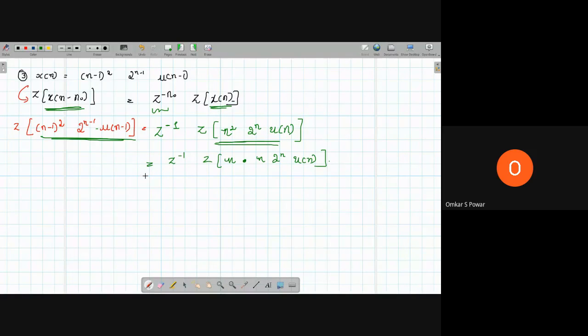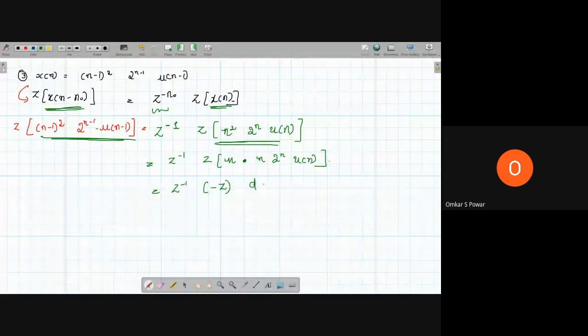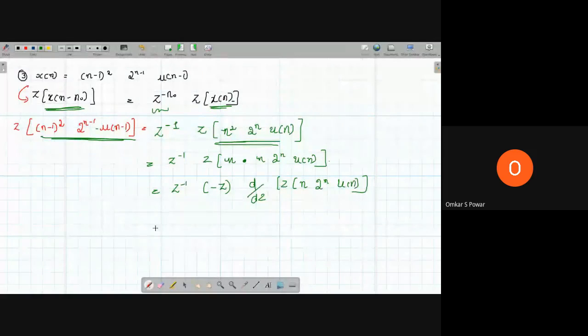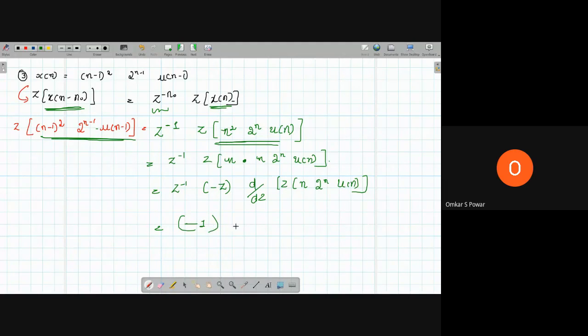Okay. So how can we solve this further? The Z transform of n x of n is nothing but, I'll write it directly, minus z d by dz of the Z transform of x of n, which is n 2 to the power of n u of n. So now further, how can we simplify this one? Z to the power of minus 1 into z to the power of plus 1, it is 1. So minus is as it is, I'll write d by dz of the Z transform of n a power of n u of n.